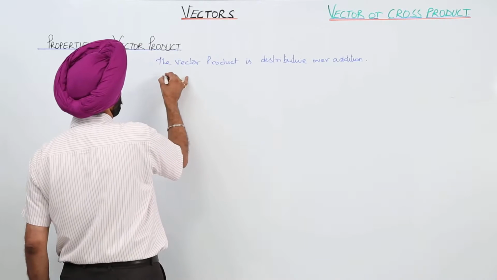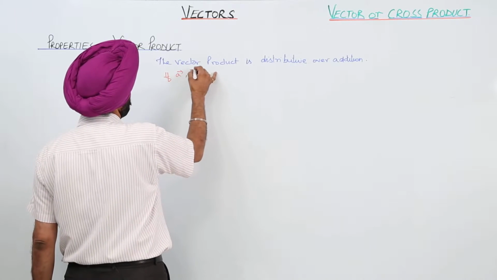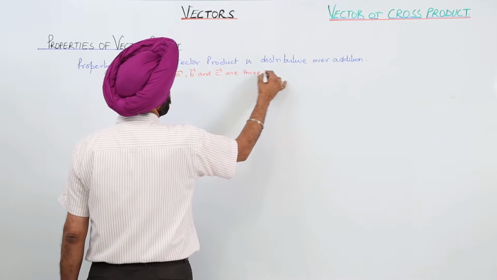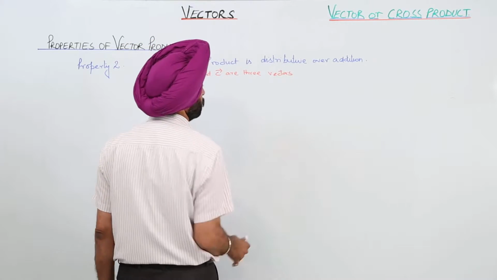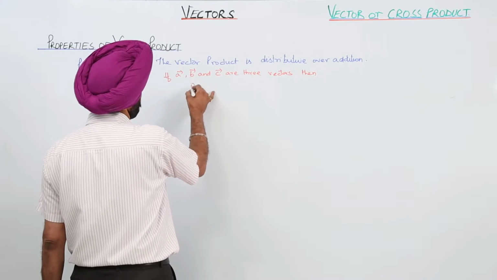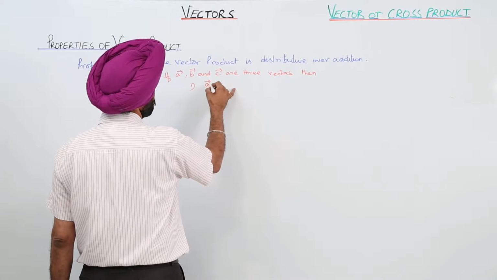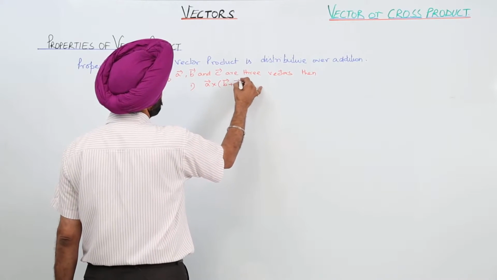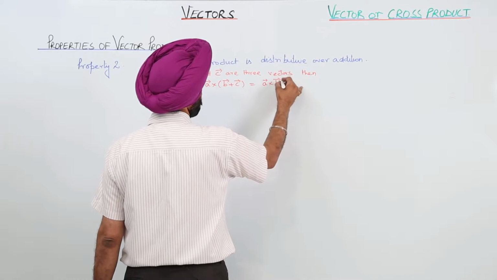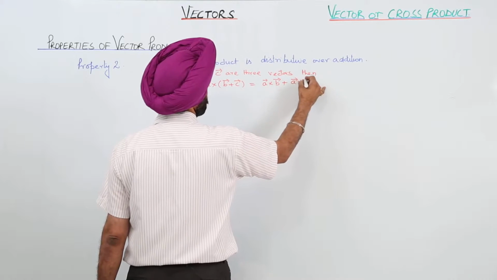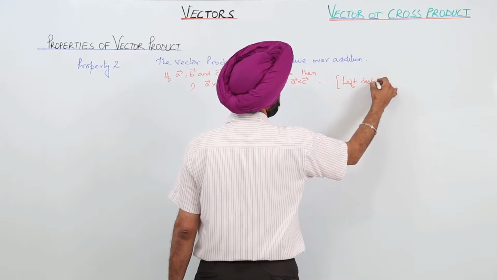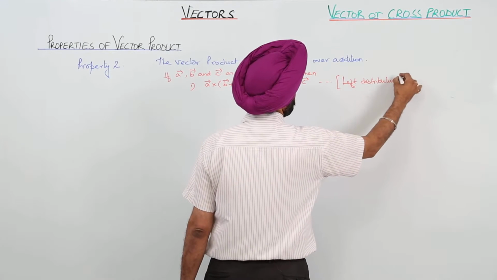Now, if vector A, vector B and vector C are three vectors, then number 1, vector A cross vector B plus vector C. Now this can be written as vector A cross vector B plus vector A cross vector C. This is called left distributive law.